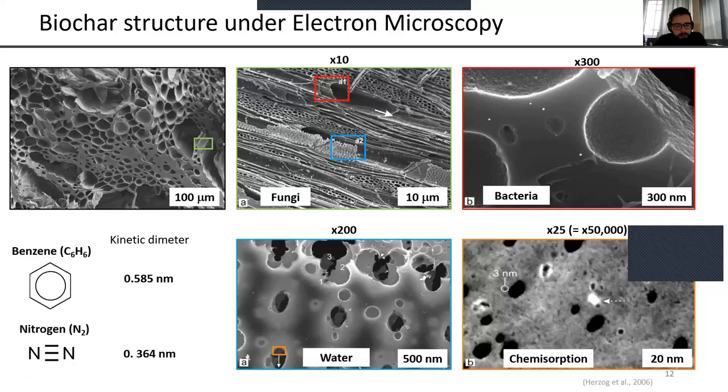In comparison, the kinetic diameter of benzene is 0.585 nanometers, and nitrogen is 0.364 nanometers. And in the case of assessing the smaller pores, if we look at this yellow rectangle, these are the pores that are assessed by these compounds. That would mean that, let's say, five benzene compounds can enter this small channel within the 3 nanometers.